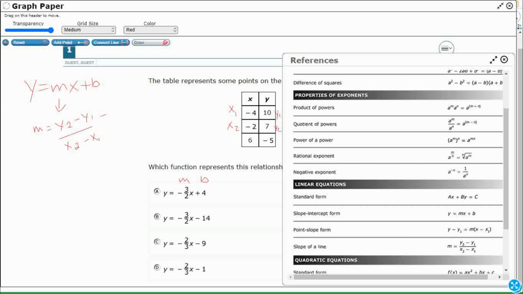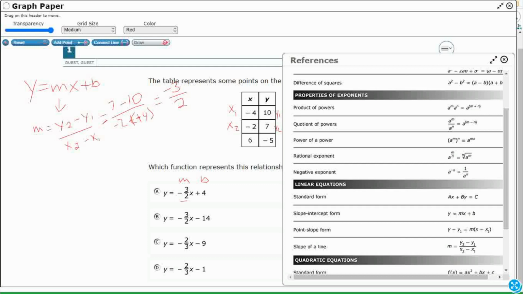So let's just plug it in to find our slope. Our y2 is 7, y1 is 10, and our x2 is -2, minus -4. Those two negatives make a positive. So you're going to get 7 minus 10 is -3, and -2 plus 4 is going to be 2. So we get -3/2.